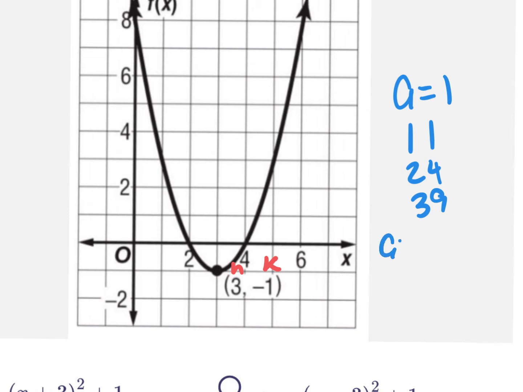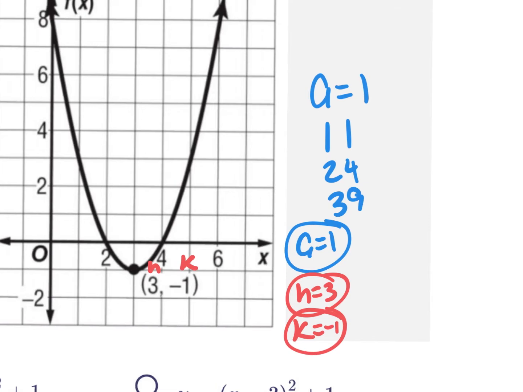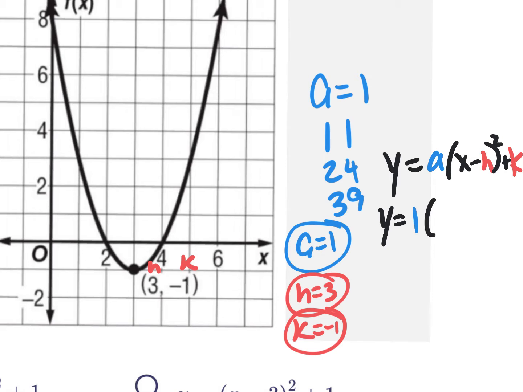So we know our a is 1, we know our h is 3, and our k is -1. So we can now write our equation in vertex form. And what is vertex form? It's y equals a, open parenthesis, x minus h, close parenthesis, squared, plus k. So we know the a, h, and the k, so let's just plug it in. Y equals 1, which is really unnecessary. You don't even need to write it. X minus 3, close parenthesis, squared, plus -1.